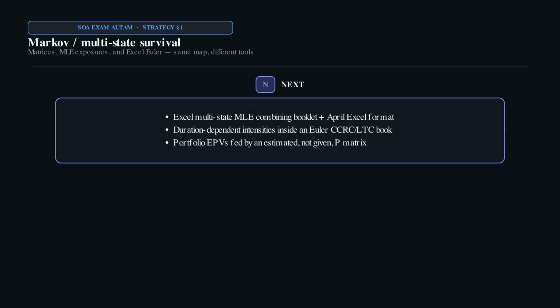Grounded next variance. Excel multi-state MLE that merges booklet intensity tables with the April Excel layout. Duration-dependent intensities inside an Euler CCRC workbook. Or a portfolio of lives whose estimated transition matrix feeds EPVs. Drill the 6 prior questions in ladder order after this video.